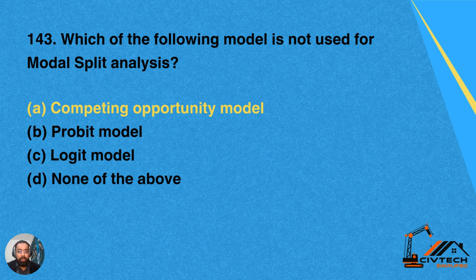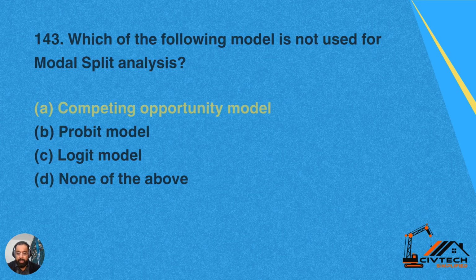143. Which of the following models is not used for modal split analysis? Option A, competing opportunity model, option B, probit model, option C, logit model, option D, none of the above. So, the competing opportunity model is the correct answer. And this model is not used for modal split analysis.